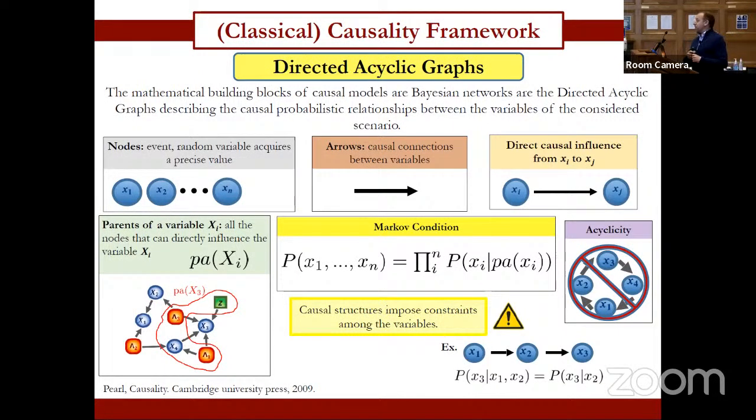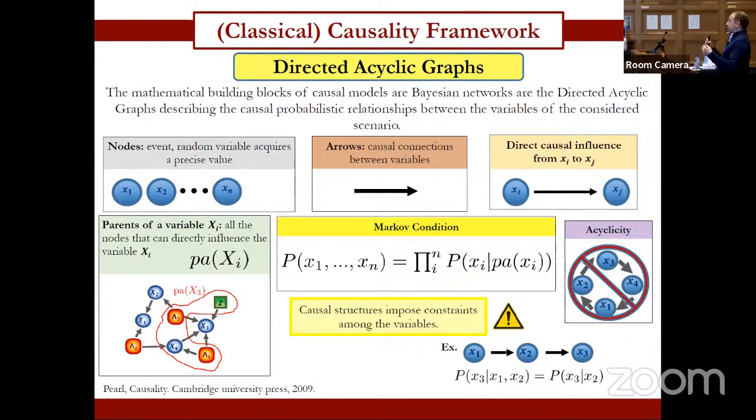So let me very briefly introduce the framework that we already have seen again yesterday. We want to describe the causal structure which is underlying our experiment. Now we are discussing the classical causality framework, and we need the following ingredients. First of all, we need to introduce nodes, which are events defined in space and time, which are random variables, which acquire a precise value. First ingredient. Second ingredient, we have arrows, which describe causal connections between different variables.